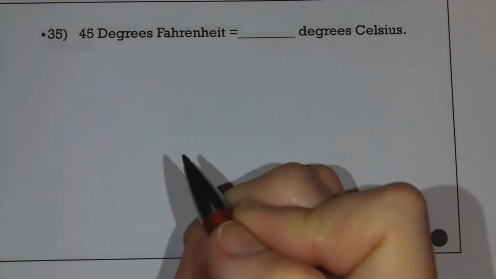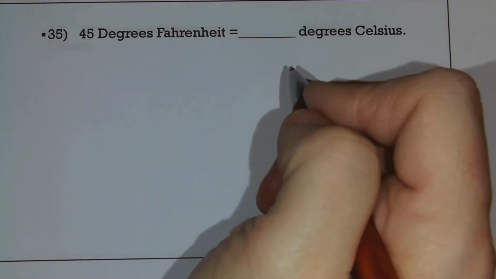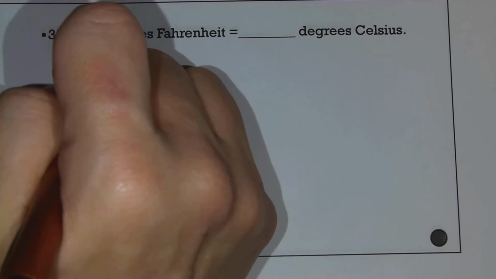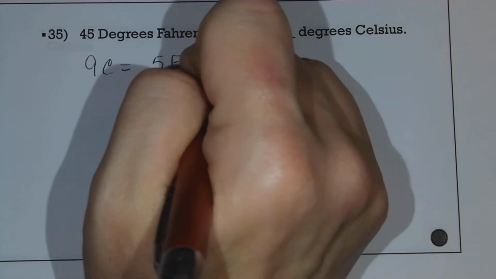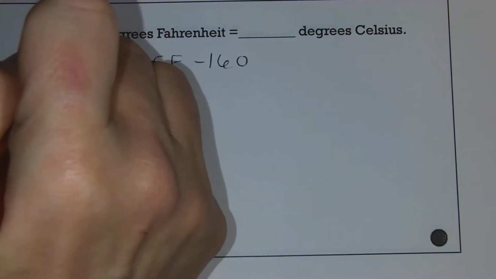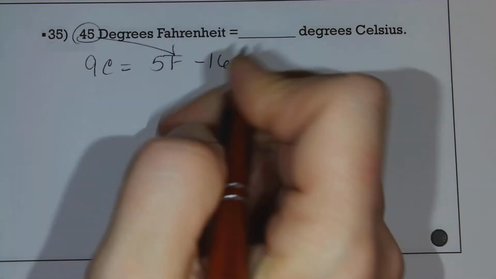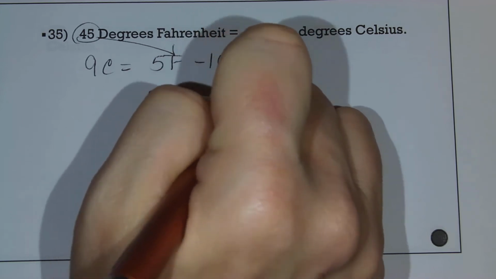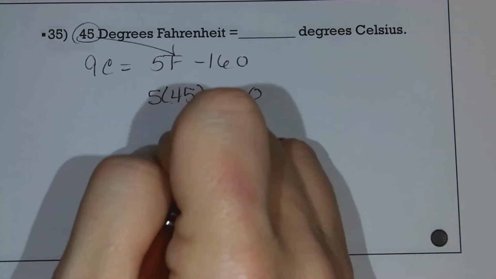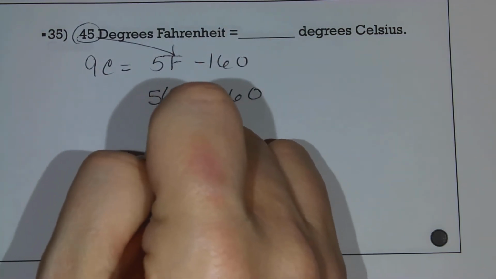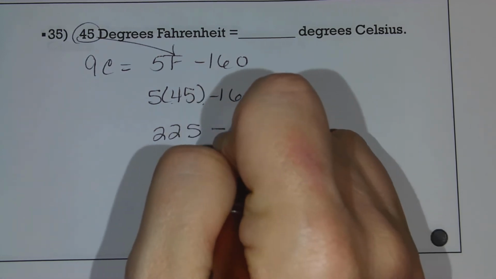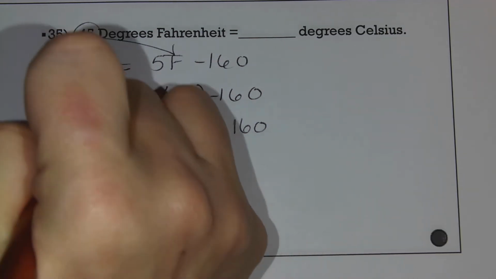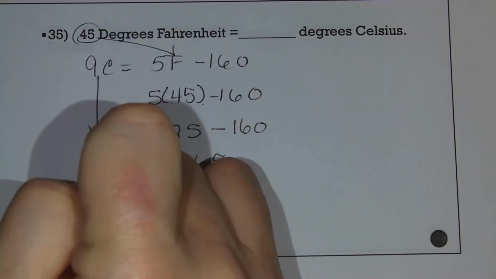Next we have here 35 degrees Fahrenheit is blank degrees Celsius. So we have 9C equals 5F minus 160. 45 is Fahrenheit. So it'll be 5 times 45 minus 160. 5 times 45 is going to be 225. Minus 160 leaves 65. You're going to bring down your 9C.